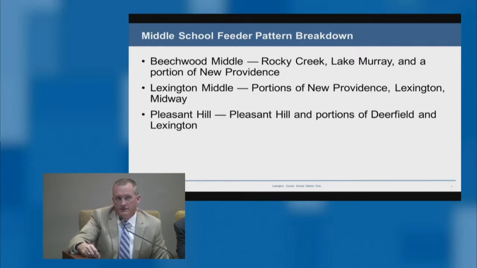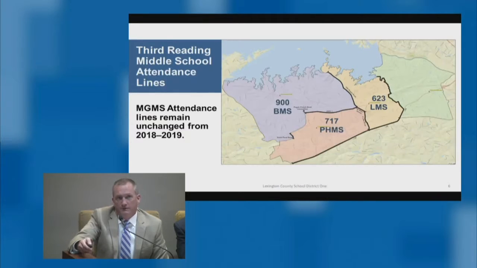The elementary schools would feed this way: all of Rocky Creek, all of Lake Murray, and a portion of New Providence. So if you look at this map again, one of the questions that we've been asked is, why does this dip down the way it does? Well, this is actually the Rocky Creek attendance area here.